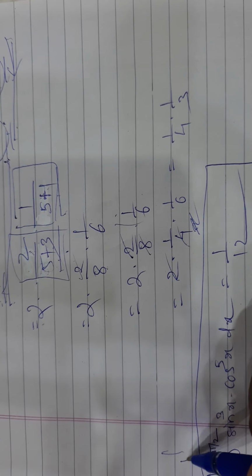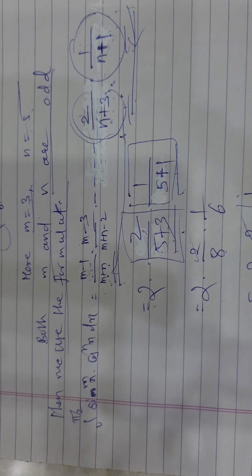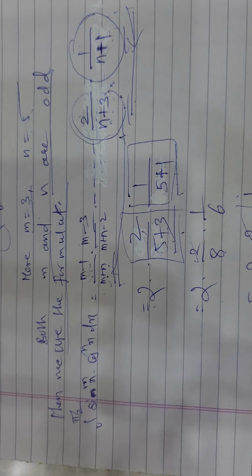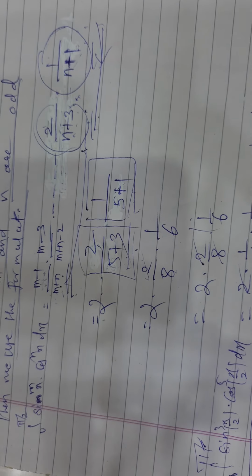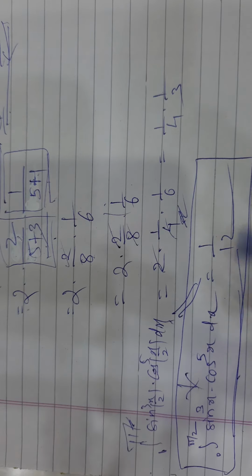Before this, we had the integral from 0 to pi of sin cube x/2 into cos raised to 5 x/2 dx. The integration of this, after we did the reduction, came to 1 upon 12.